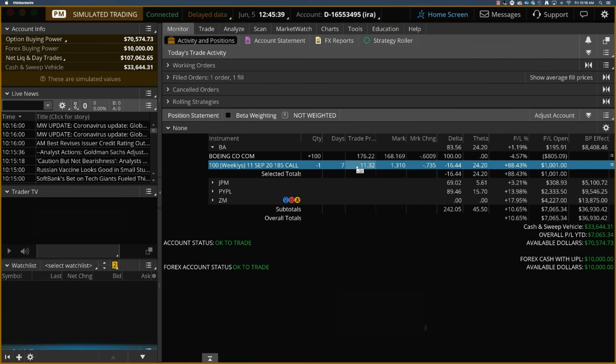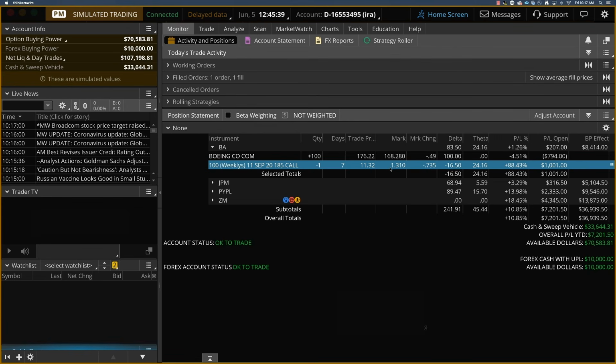Now, what you're going to notice is when the investor sold that call at 185, the premium that was received was $11.32. But it wasn't just $11. Times that by 100 again for the option multiplier, it was $1,132. It's quite a bit of premium for just 100 shares of stock. Now, what you'll notice is the mark price, or the current value of the option right now, is $1.31. The option was $11.32, and now it is $1.31 or $131.